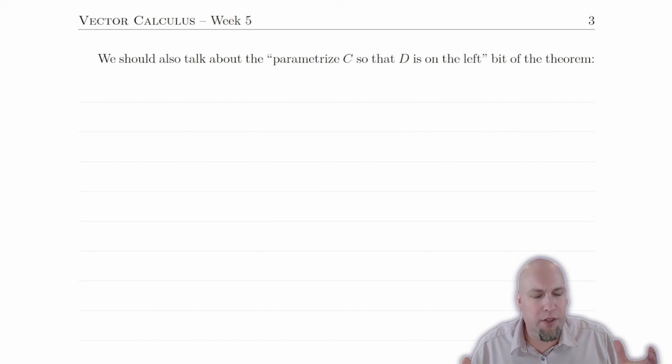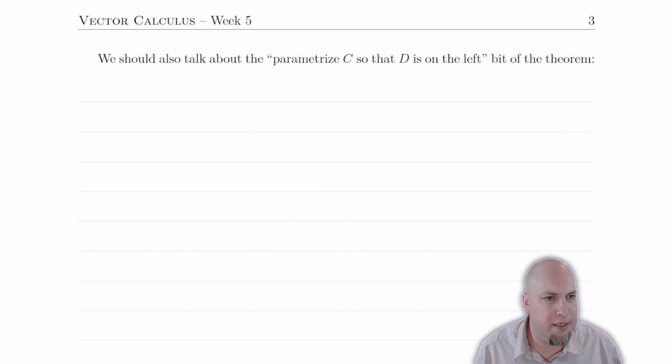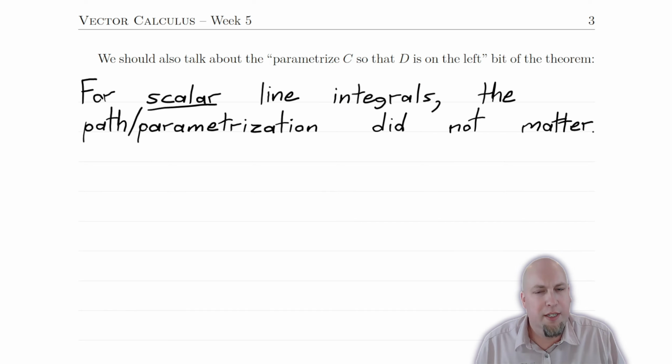I've been trying to say over the past couple of weeks that when you do scalar and vector line integrals, it doesn't matter how you parameterize. And now I'm saying that it does. You've got to parameterize specifically so that the region's on the left. So what gives? Okay, so let's talk about this.